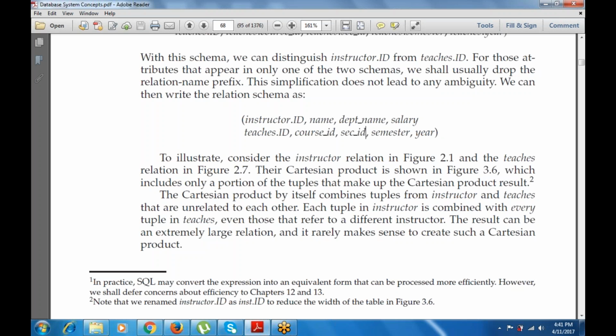Even though it refers to a different instructor, it is used with the two attributes. So it is used with the dot operator. Each tuple in the instructor is combined with every tuple in the teachers, even those that refer to a different instructor, and the result can be an extremely large relation, and it rarely makes sense to create a Cartesian product.